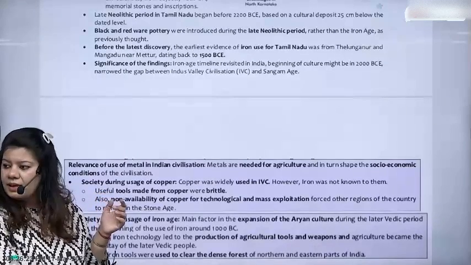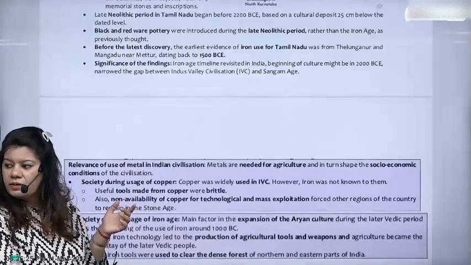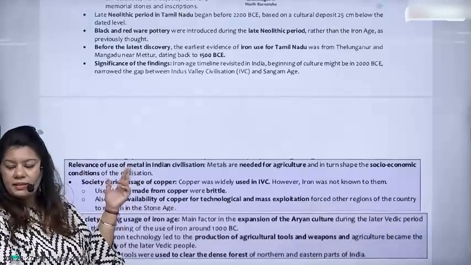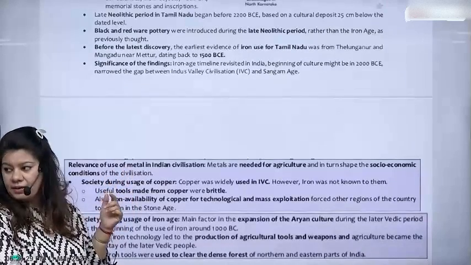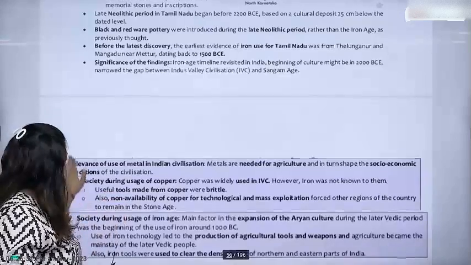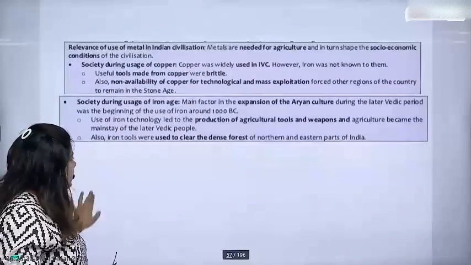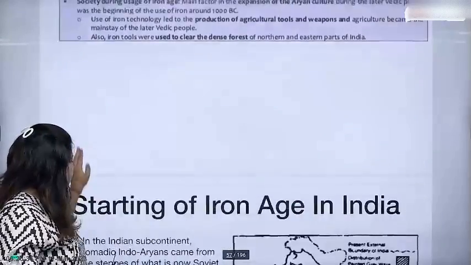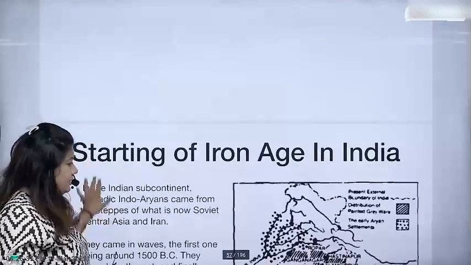When did I say that the Rigvedic age was the second wave of urbanization? I told you the 600 to 300 phase, the Iron Age. Okay? Now coming to how this Iron Age started in India.